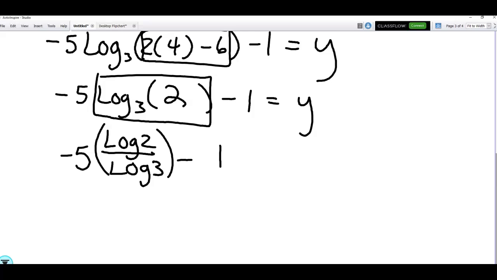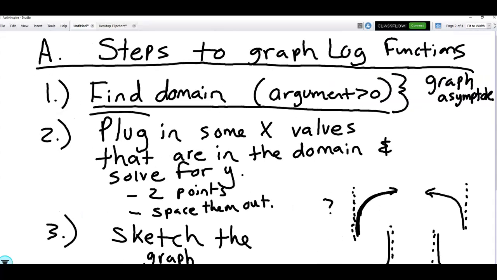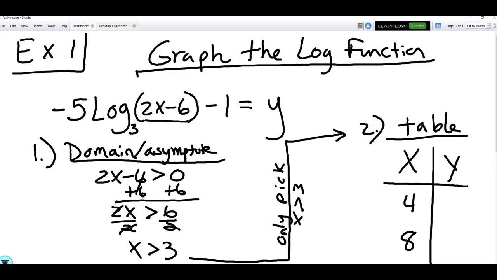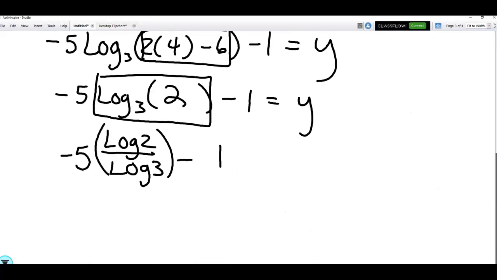All right, so from here I'm going to get out my calculator and let my calculator do most of the work for me now. So I'm going to do log of 2 divided by log of 3. That didn't go the way I wanted. That's interesting. It's a new creation. I didn't know it did that. All right.